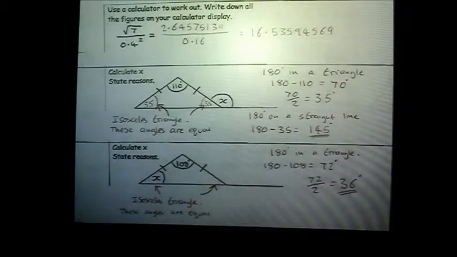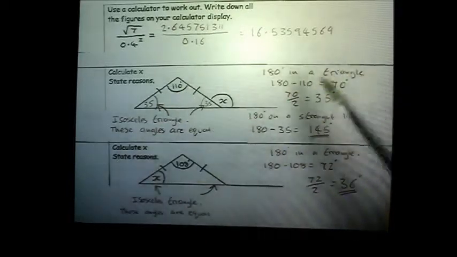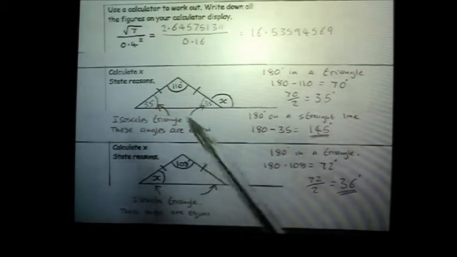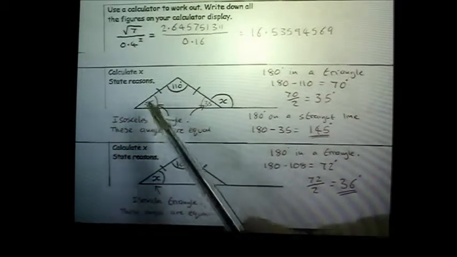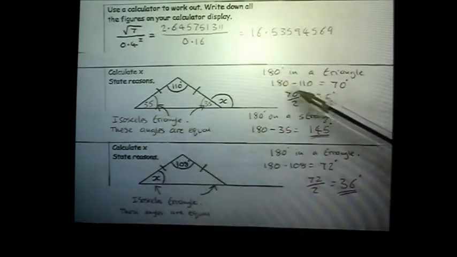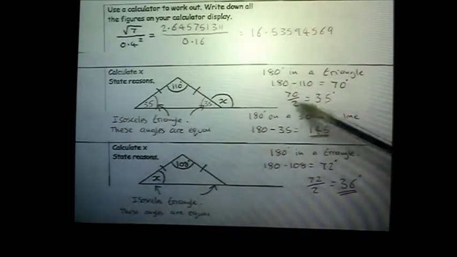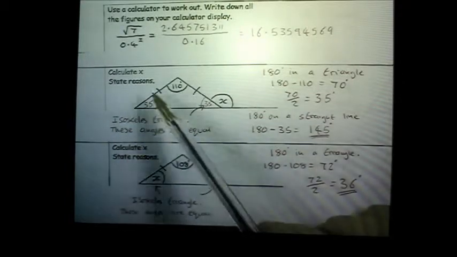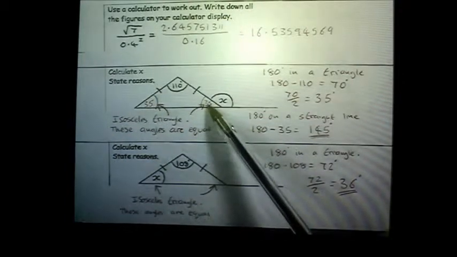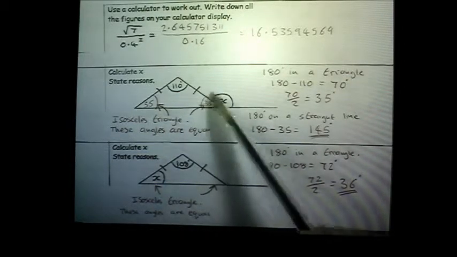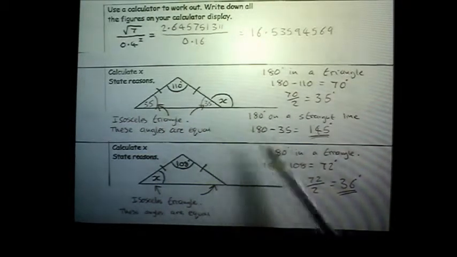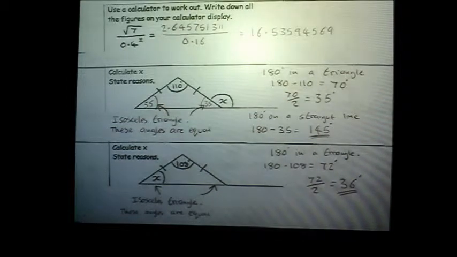So what you want to do is, there's 180 degrees in a triangle. So 180, take away 110 gives you 70 degrees. And I've said here, isosceles triangle, these are equal. So you do 70, divide it by 2, basically cut it in half, gives you 35 degrees. So you know that that one and that one are 35 degrees. You're not interested in that one, you only want to know that one really. Because there's 180 degrees on a straight line, so 180, take away 35, gives you 145 degrees.